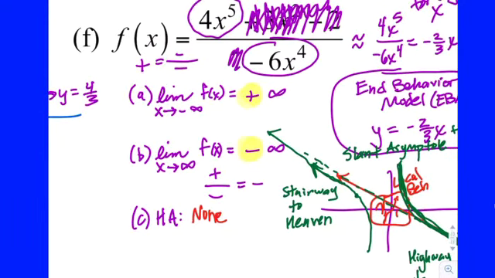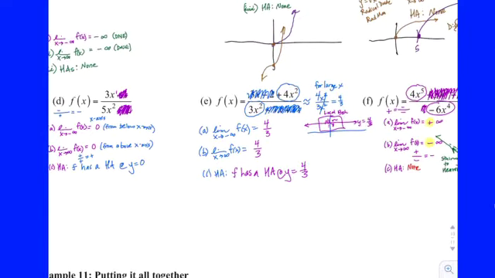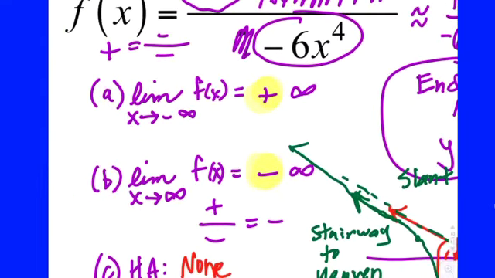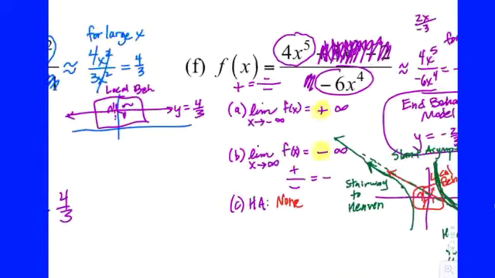Got it? So there's your 3 cases. All right? If the bottom grows faster, it's always what? Going to what? For large x, 0. If they're growing at the same rate, it's always leading coefficient over leading coefficient. And if the top grows faster, it's always some type of infinity. And we have 2 ways to determine the signs. Plug in or look at the end behavior model.